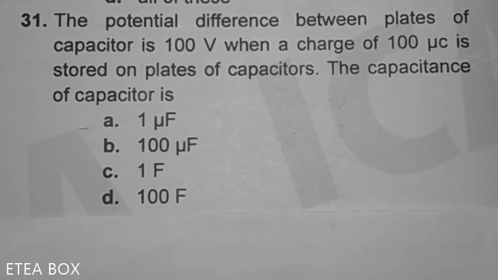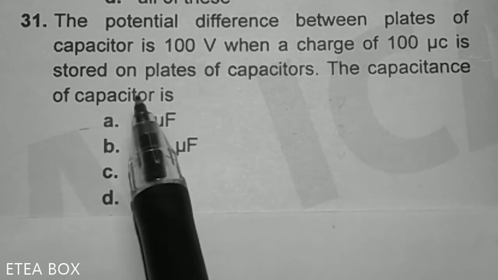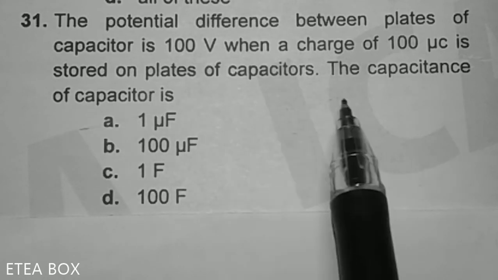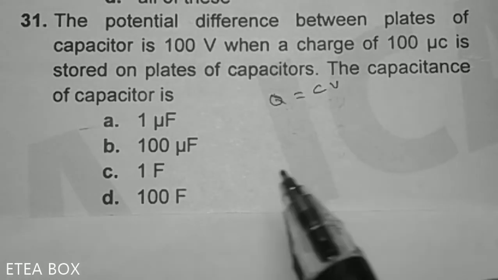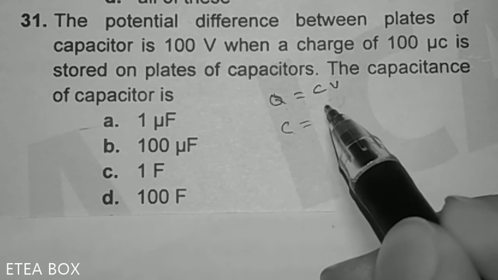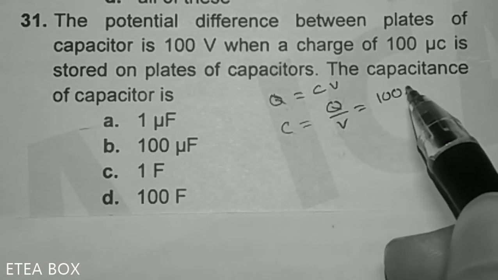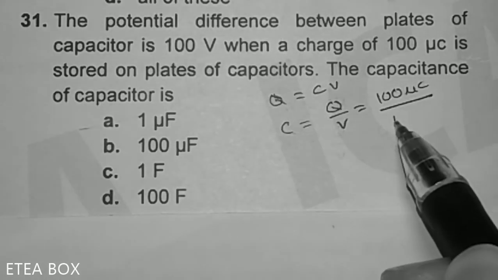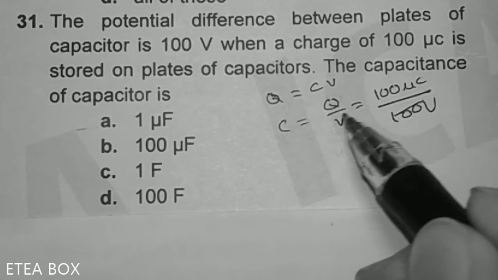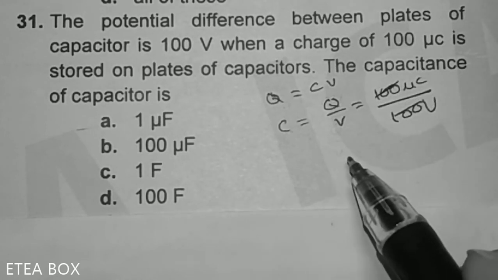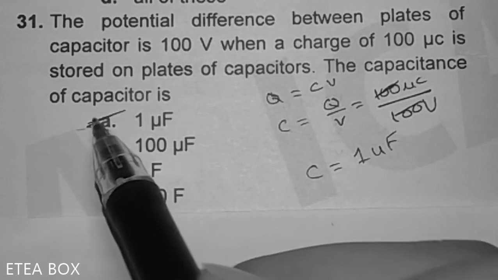The potential difference between the plates of a capacitor is 100 volt when a charge of 100 microcoulomb is stored on the plates. The capacitance of the capacitor is... Now Q is equal to CV, so C is equal to Q divided by V. The charge is 100 microcoulomb and the voltage is 100 volt. If we divide these two, the capacitance will be 1 microfarad, so option A is correct here.